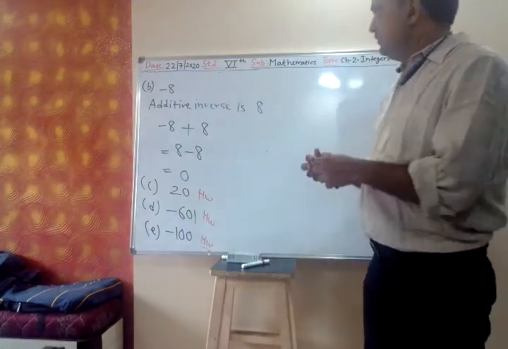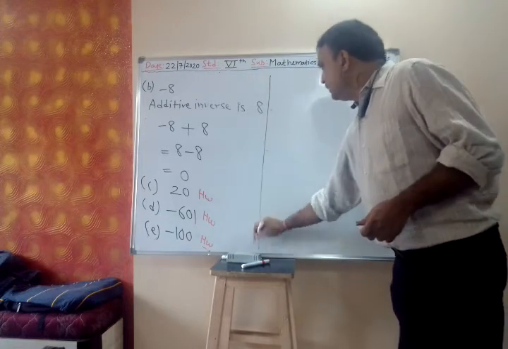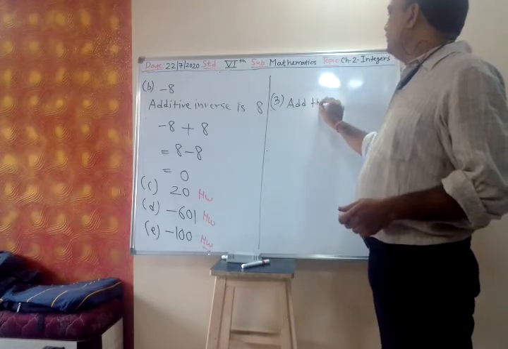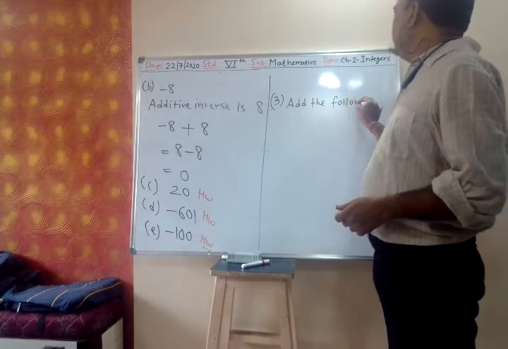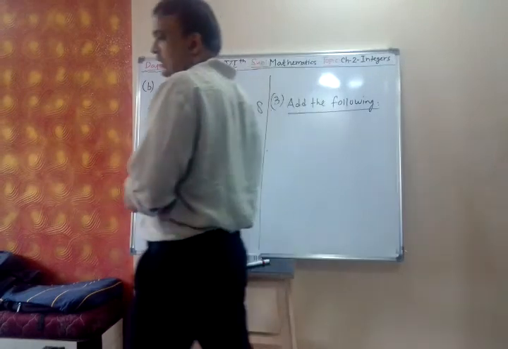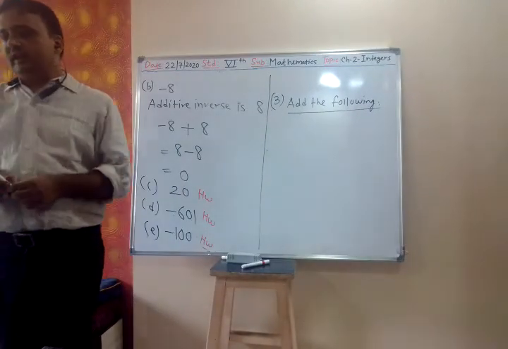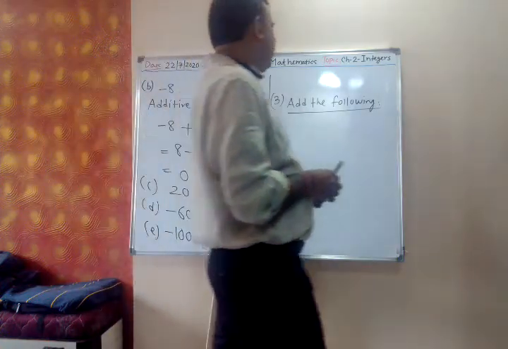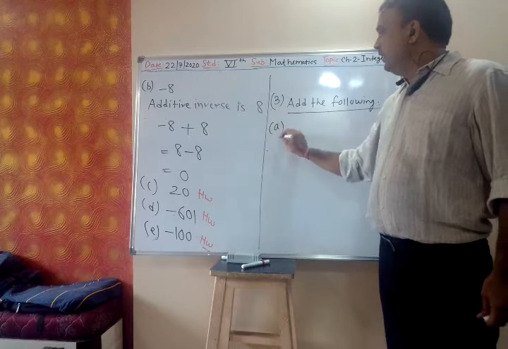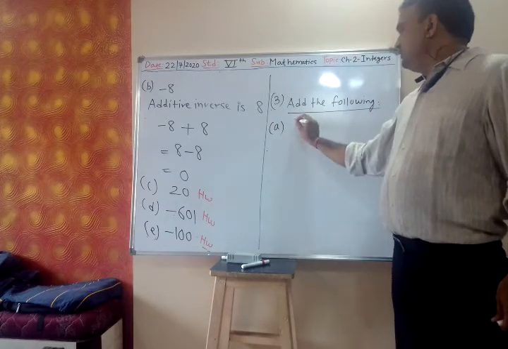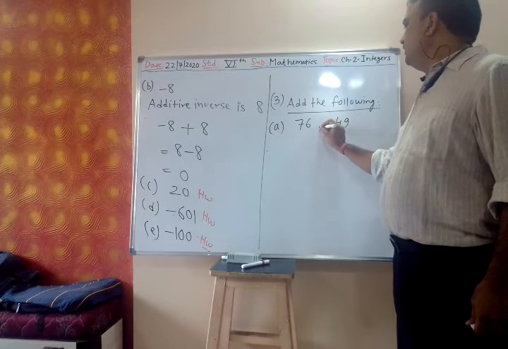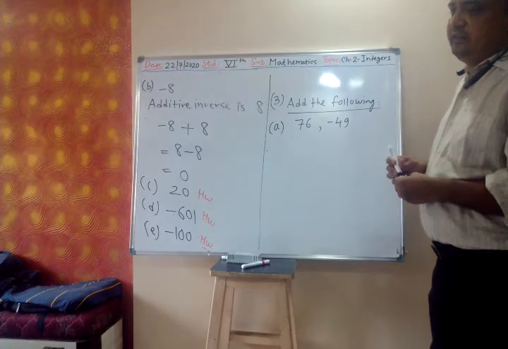Add the following. You have to remember the table of addition. Whenever they have same sign, you have to add. Opposite sign, you have to subtract. Underline. Add the following. A is 76 and minus 49 you have to add.